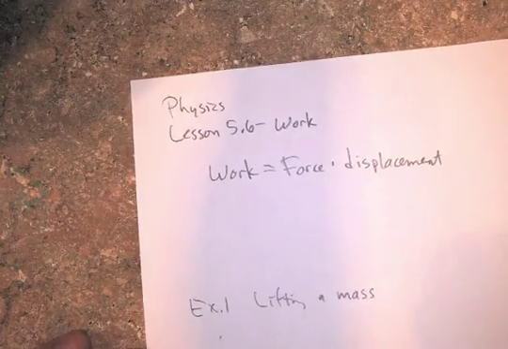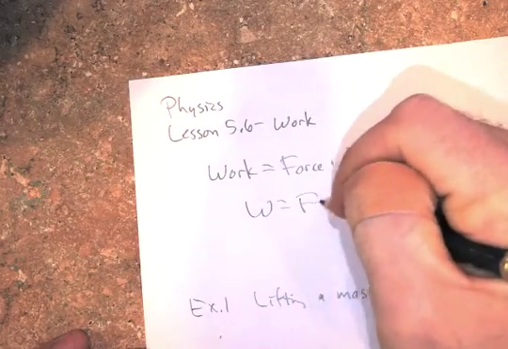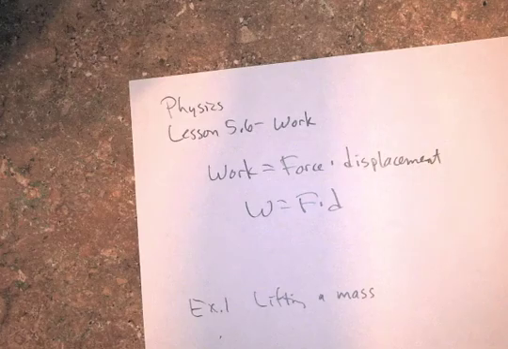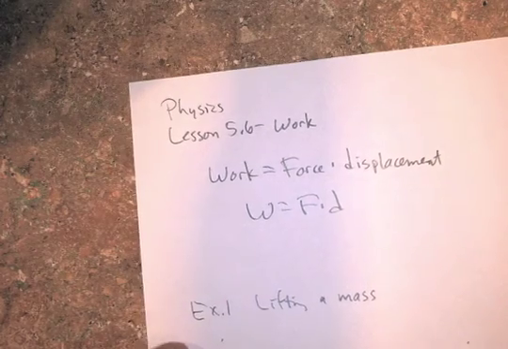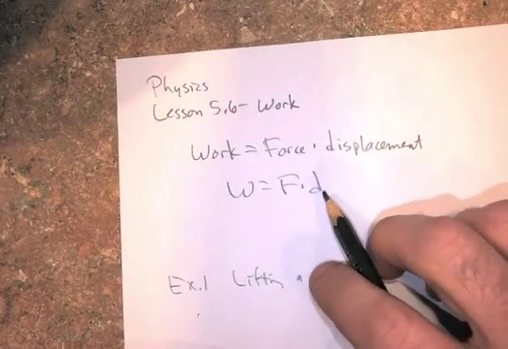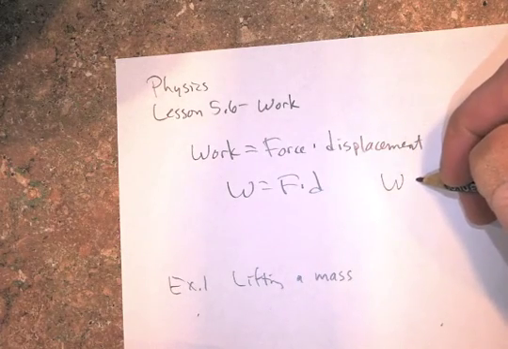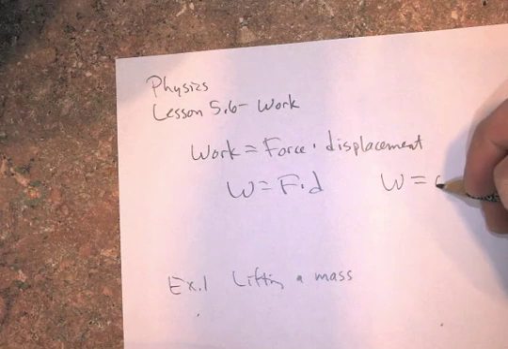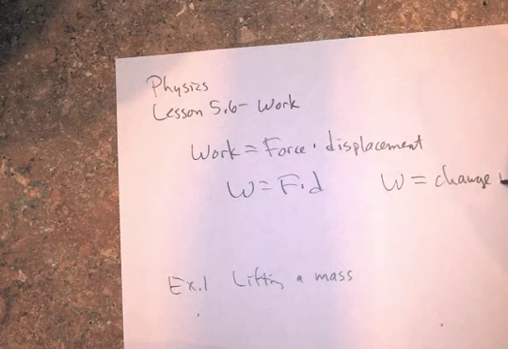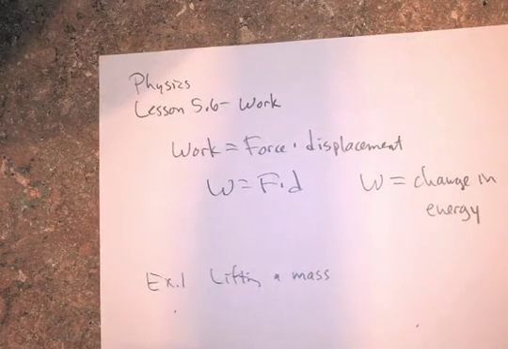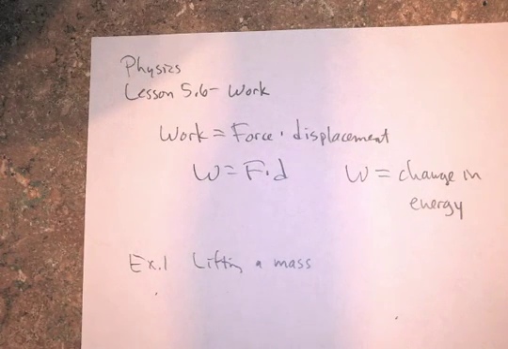Okay, work is force times displacement. So W equals F times D, we could say. Okay, so if we apply a force for a certain amount of distance, we do work. Okay, work also is equal to the change in energy. In other words, if you do work on something, we say you can change its energy.